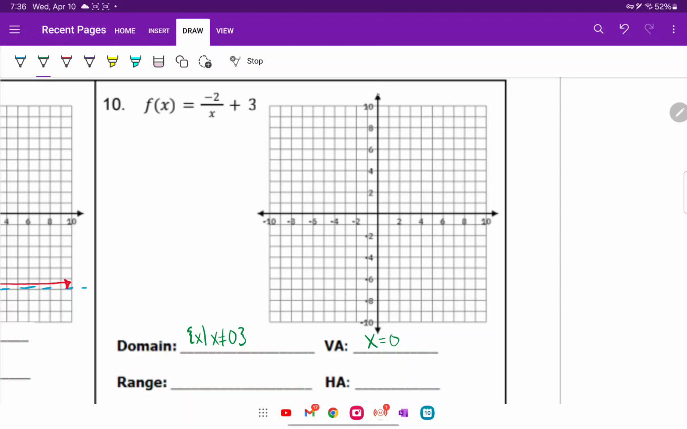Let's go ahead and graph this. This is a little bit harder to see. Sorry about that. For my range, y equals k, so y equals 3. Sorry, horizontal asymptote, y equals 3. So for my range, y such that y cannot equal 3.